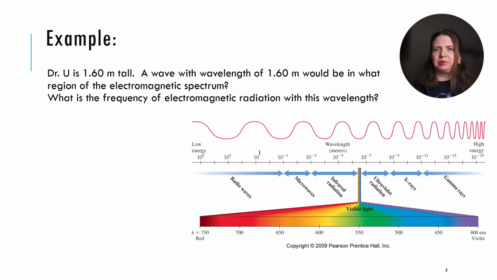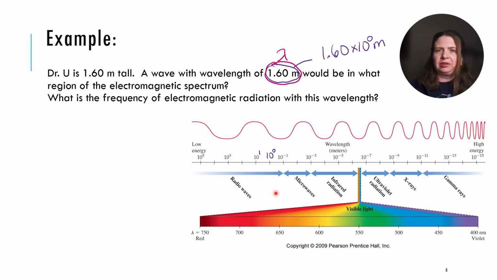Let's work through an example problem. Dr. Yu is 1.60 meters tall. A wave with a wavelength of 1.60 meters falls into which region of the electromagnetic spectrum? After that, we will calculate the frequency of this radiation. First, we identify the wavelength as 1.60 meters, which can be written as 1.60 times 10 to the 0 meters. Looking at the wavelength scale on the electromagnetic spectrum, this value falls into the radio waves region.